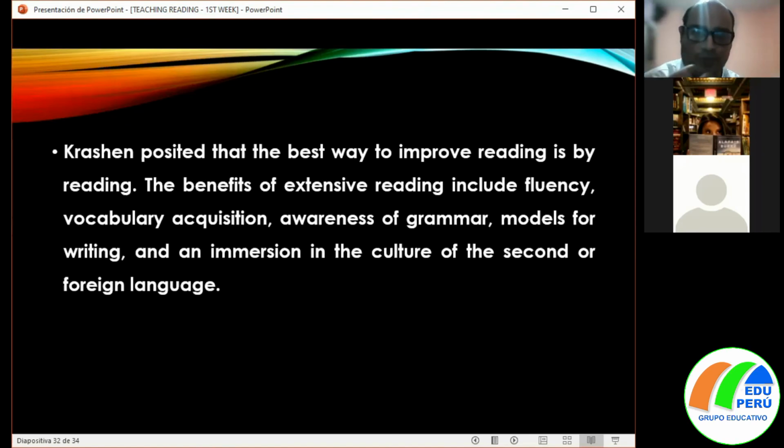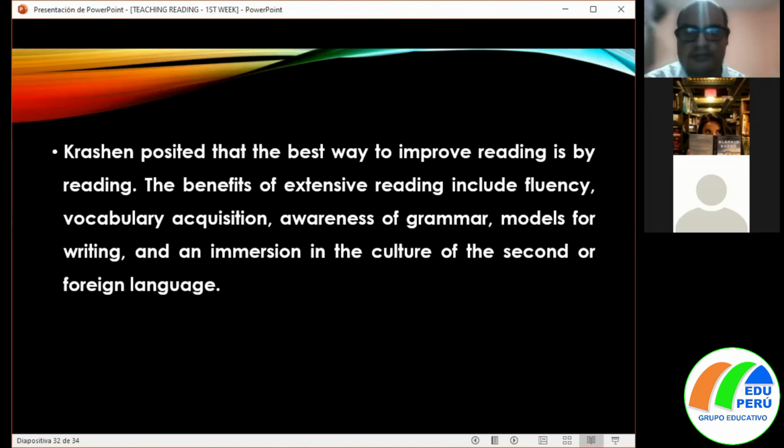For example, what you do in class with your students is intensive reading. But when you tell your students to read a novel, maybe a novel they want, or they have read it before in Spanish and they could read it in English, this is called extensive, because it's not academic reading. The intensive reading is academic.